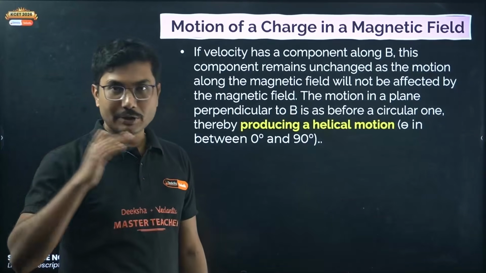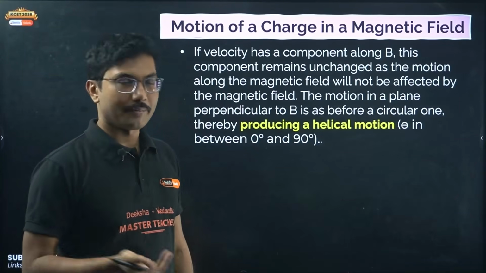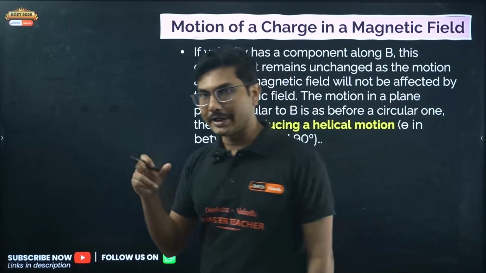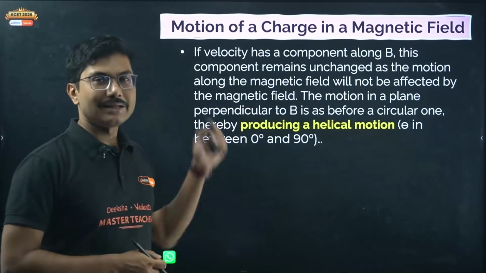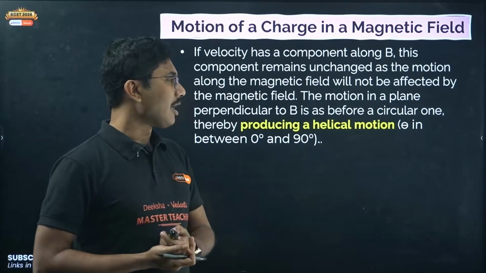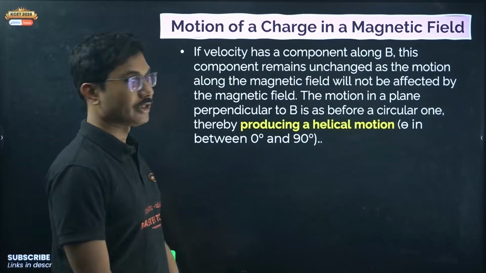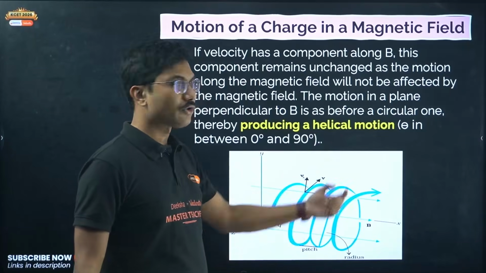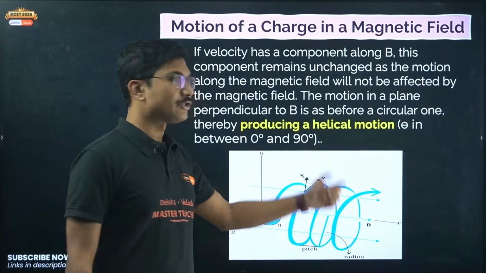So if the angle is between 0 and 90, then what will happen? At 0 degree angle, force is 0. At 90 degree angle, it is rotating in a circular path. But if the angle is between 0 and 90, then the particle will undergo helical motion. Helix. Okay, the motion looks like this. The shape of this is called helix, and this motion is called helical motion.